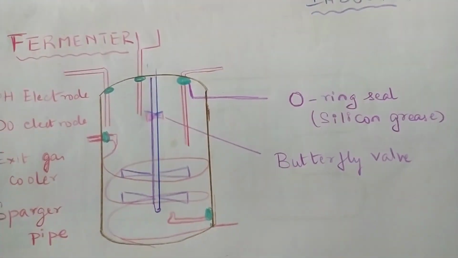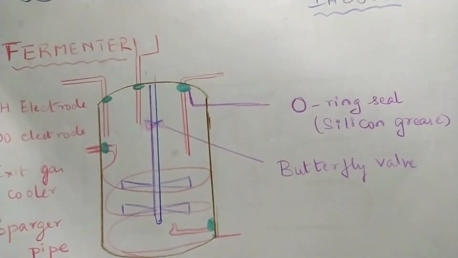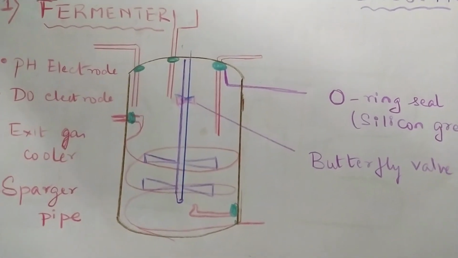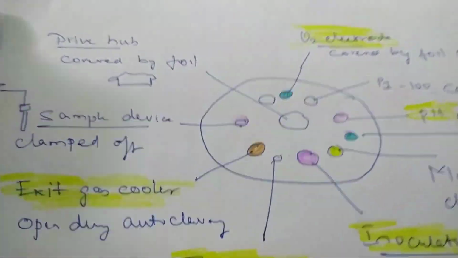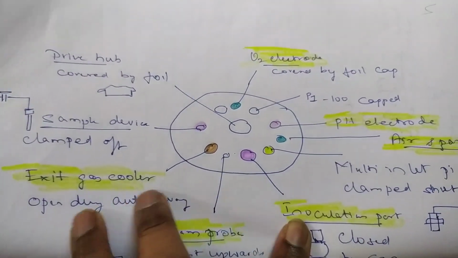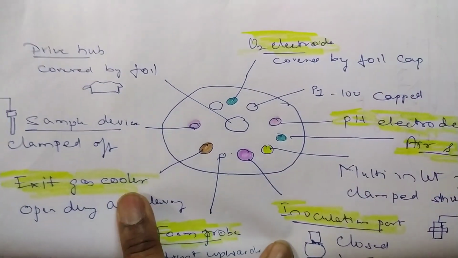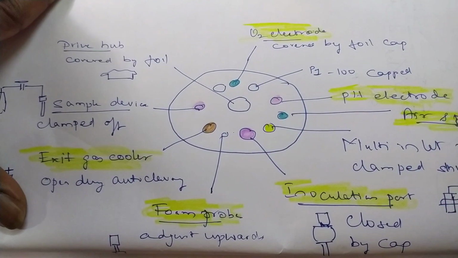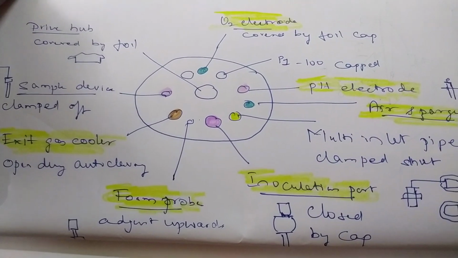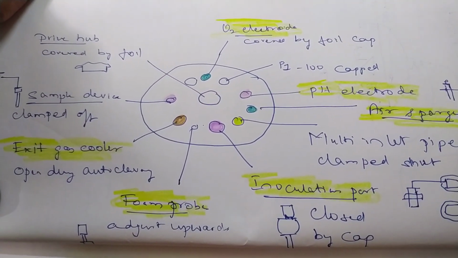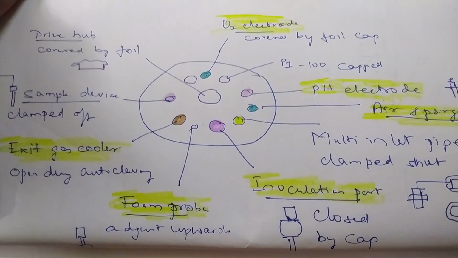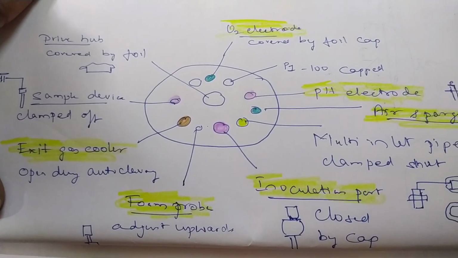I would like to show one more picture related to this, explaining a similar concept, to show how many inlet pipes enter the headspace of the bioreactor. In this upper view you are observing the oxygen electrode, pH electrode, exit gas cooler, foam probe, then the inoculation port. What is the inoculation port? It is where you inoculate the medium, the pitching process, where the inoculum is added.